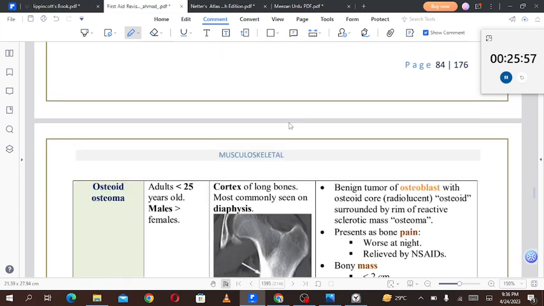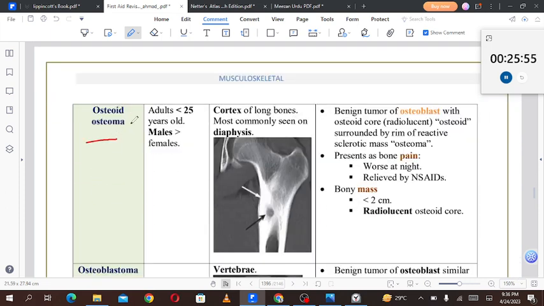Moving to the next disease, osteoid osteoma. It occurs in adults less than 25 years of age, and males are more prone to develop it than females. It develops in the cortex of the long bones and is most commonly seen in the diaphysis. It is a benign tumor of osteoblasts with an osteoid core that is radiolucent, the black one, surrounded by a rim of reactive sclerotic bone.